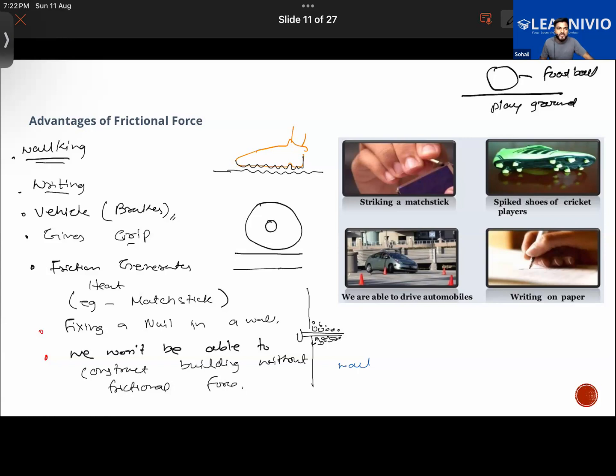Okay. By the way, recently I happened to see a video. There was a person who had no fingerprints. He was suffering from a rare disease which leads to loss of fingerprints. Basically, there were no fingerprints on his palm.